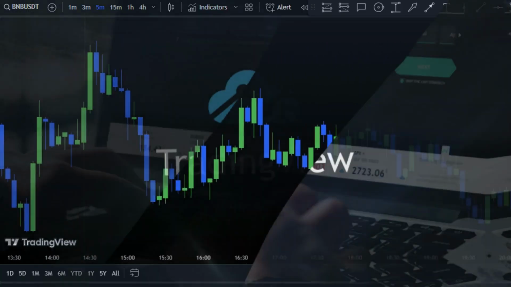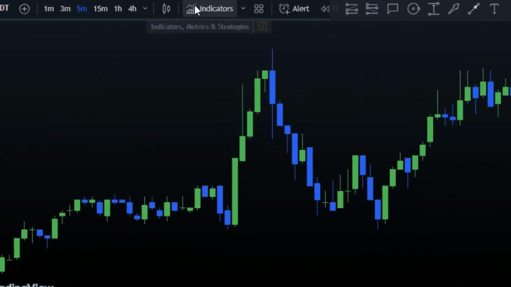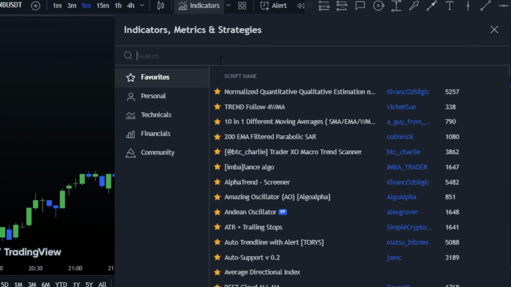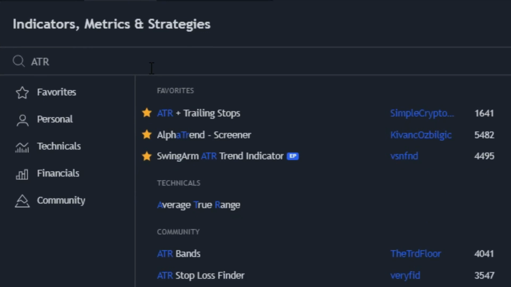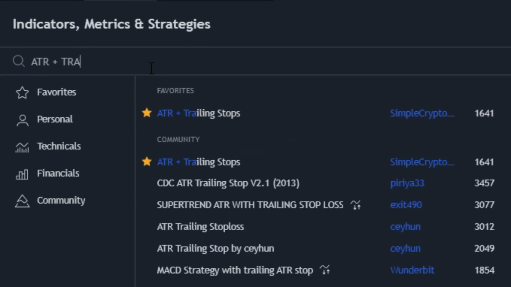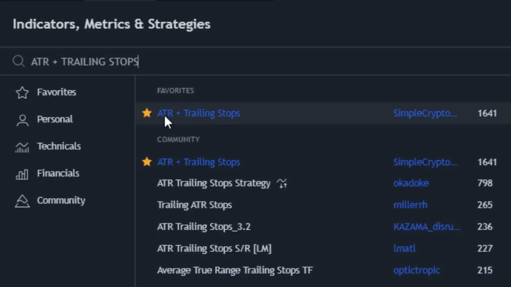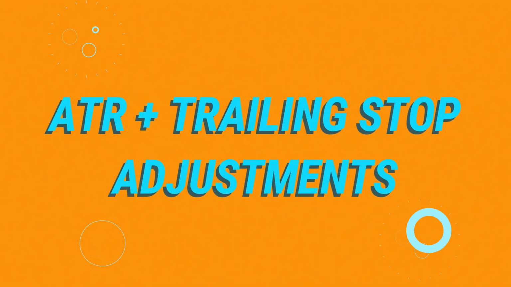To get started, head over to tradingview.com and open the indicator search tab. Type in ATR Plus Trailing Stop and select it to add it to your TradingView chart. Once added, we'll access the settings and tweak a few things to optimize its performance.